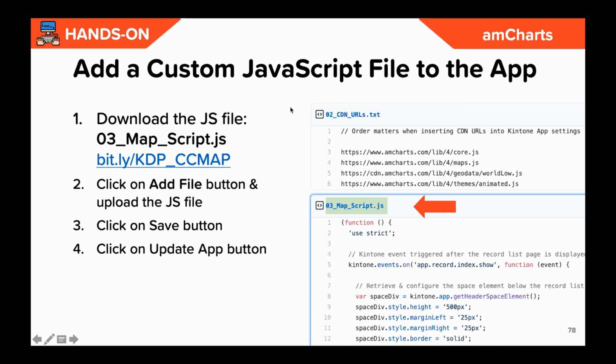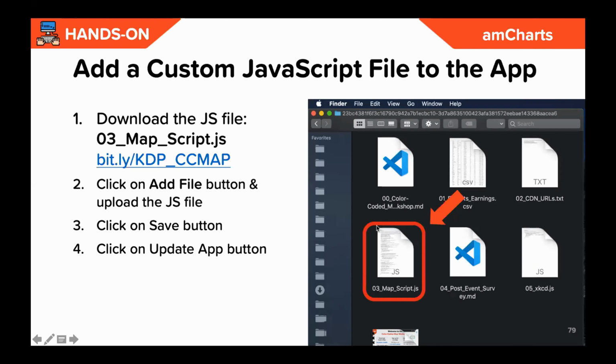So we referenced these libraries that are hosted elsewhere. Now we've got to upload our custom file. We're going to get it by going to that link, bit.ly/kdp_ccmap, and then we're going to look for a file called 03_map_script.js. We're going to download it. There it is. Downloaded it on our machine.